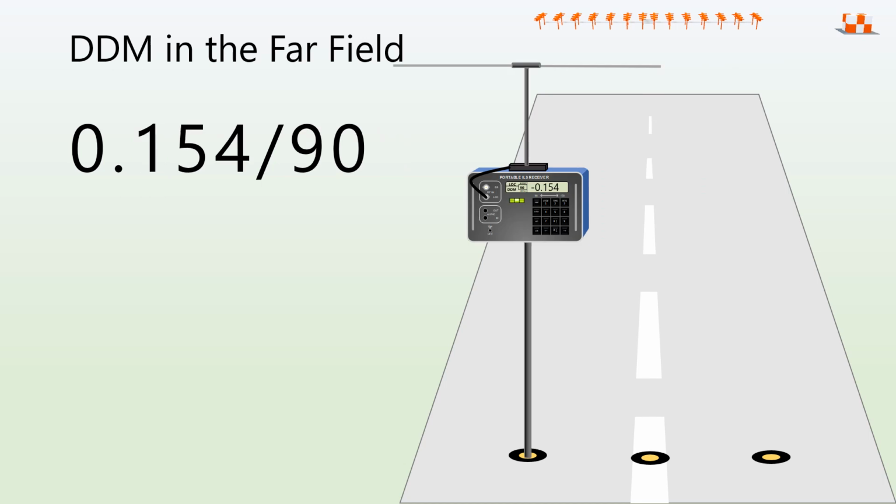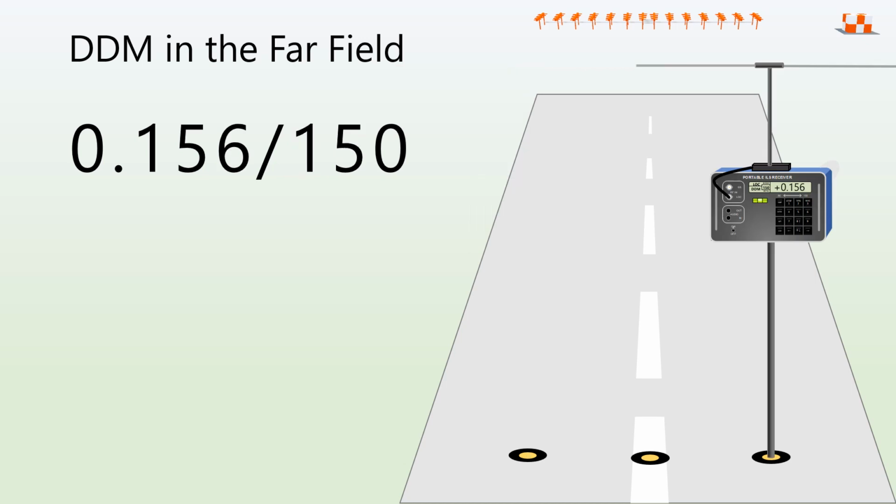In this example, at the left of runway centerline, we read 154 in the 90, on the 90 side, course edge. In this example, at the right of runway centerline, we read 156 in the 150, on the 150 Hz side, course edge.